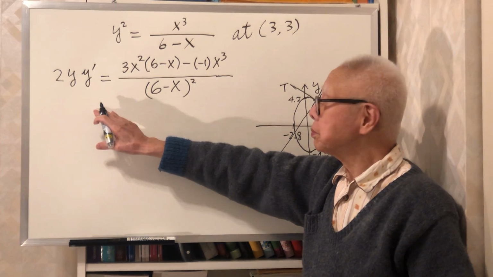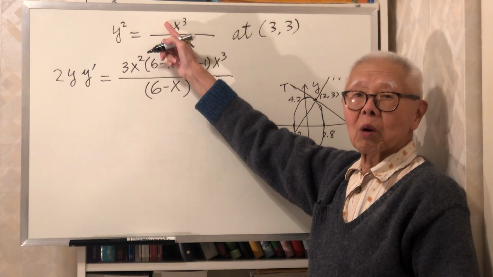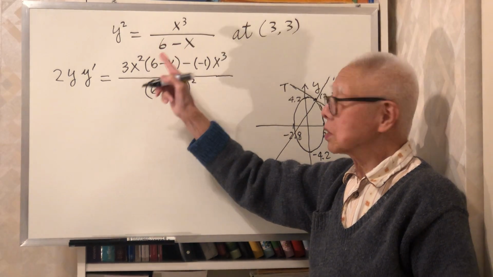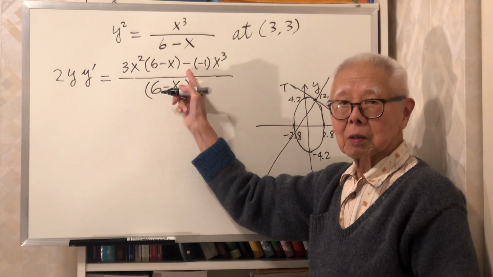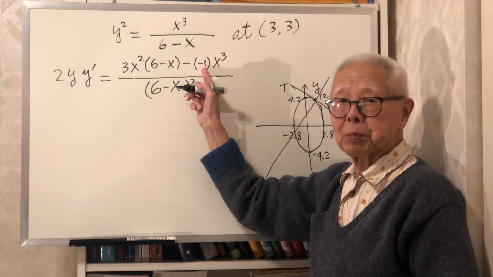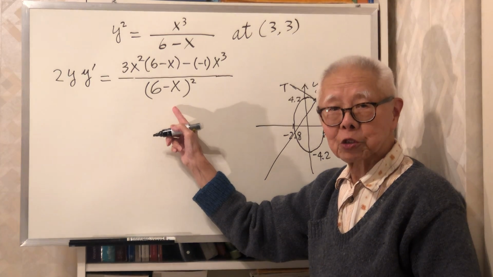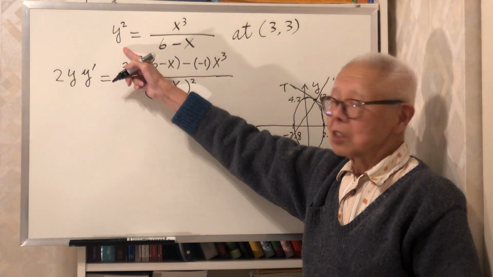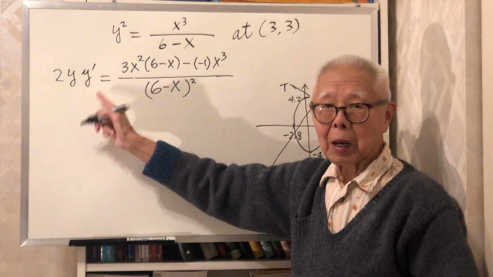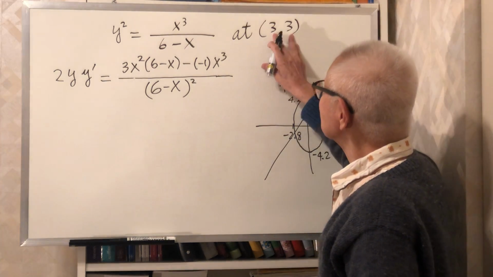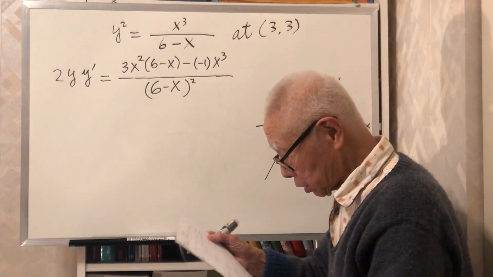Implicit differentiation. U over V: U prime V minus V prime U, divided by V squared. Implicit differentiation of y squared: 2y, y prime. Substitute 3, 3 into the expression.